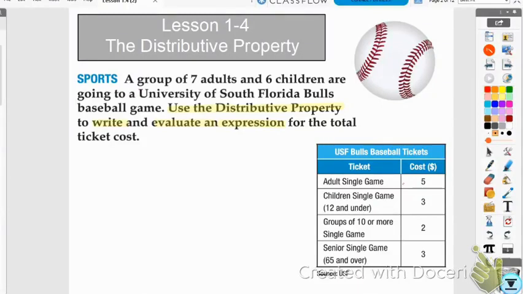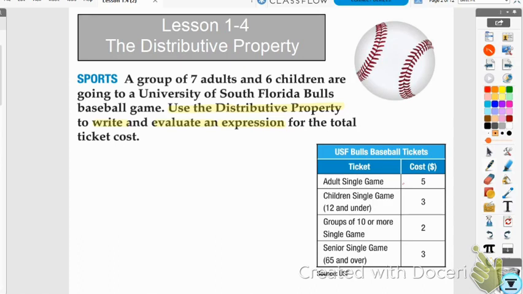This is lesson 1.4 on the distributive property. So we have a group of 7 adults and 6 children going to a University of South Florida Bulls baseball game. Use the distributive property to write and evaluate an expression for the total ticket cost. Basically, the distributive property is 2 different ways of coming up with the same answer. And we'll discuss this more in the next slide.